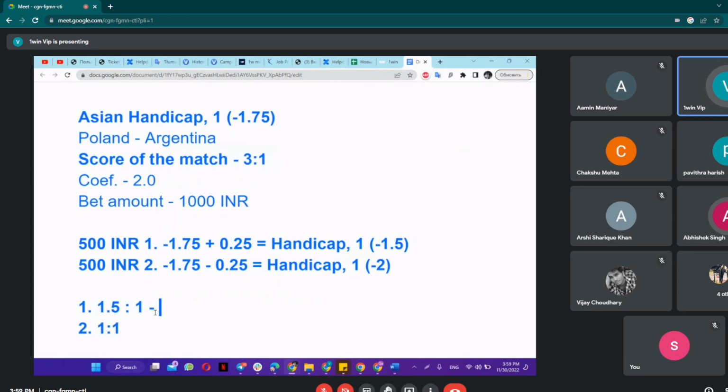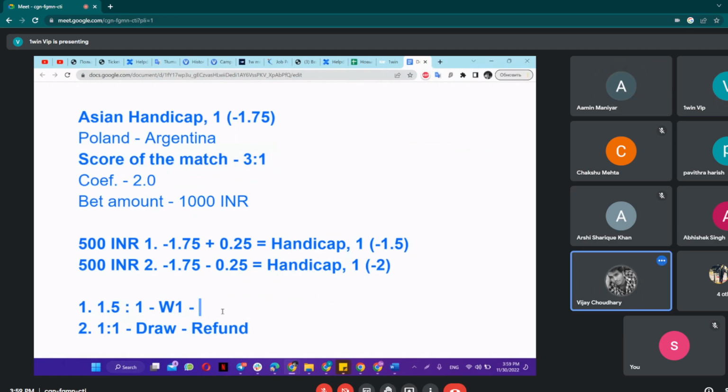Okay. What is the status of this and what is the status of this one? Second is draw. First one is winning of the first team. So draw. In case of draw, what do we have? Refund. In case of this one, winning of the first team, we bet it that first team will win here.